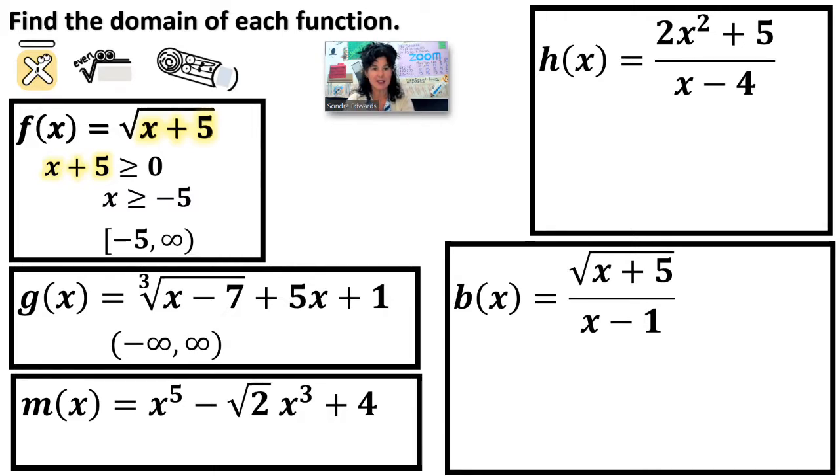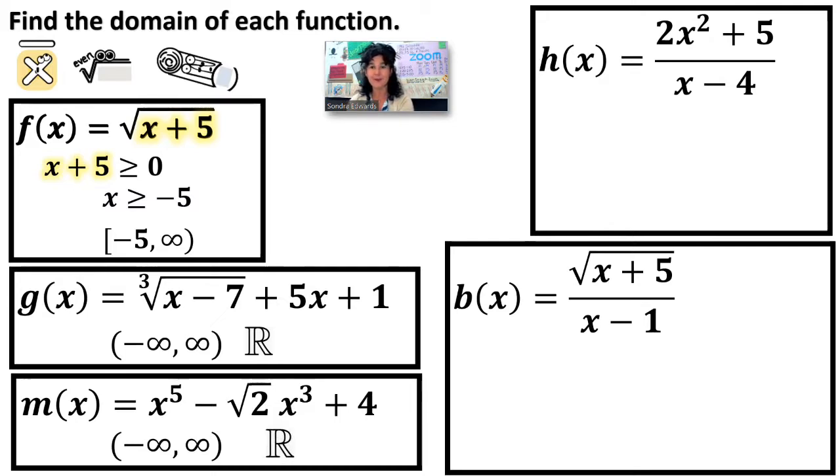On to m of x. M of x, we see a square root, but the square root is only on the 2. We don't have any x's underneath an even root, so our function m of x does not have an x in the denominator. It doesn't have an x underneath an even root, and we're not taking the log of x. So again, the domain of m of x is going to be negative infinity through infinity, which is all real numbers.